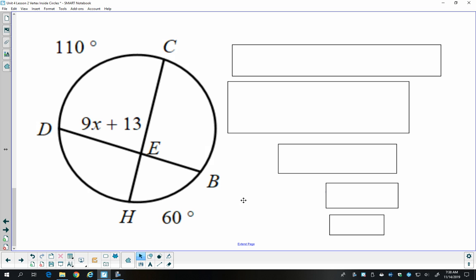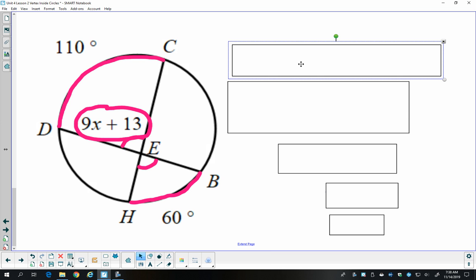So of course we can complicate this a little bit by throwing in expressions and having you solve for x. But the way you do it is the same. 9x plus 13 represents this angle, and that angle intercepts that arc, and its vertical angle intercepts this arc. So this angle 9x plus 13 is equal to the average of 110 and 60.